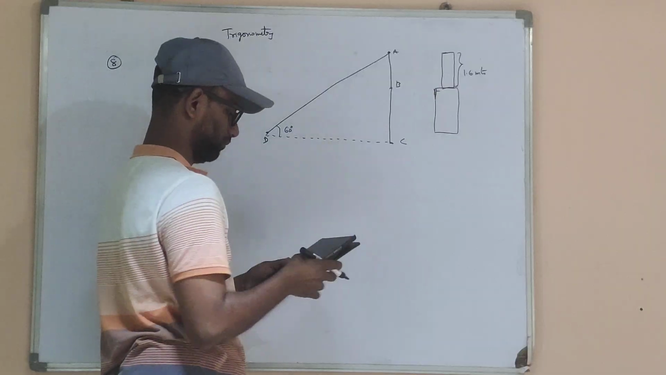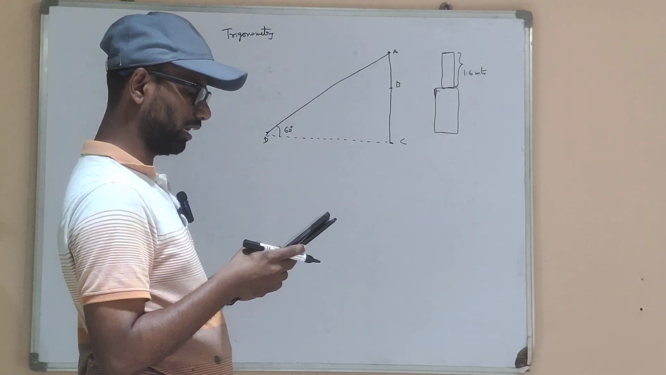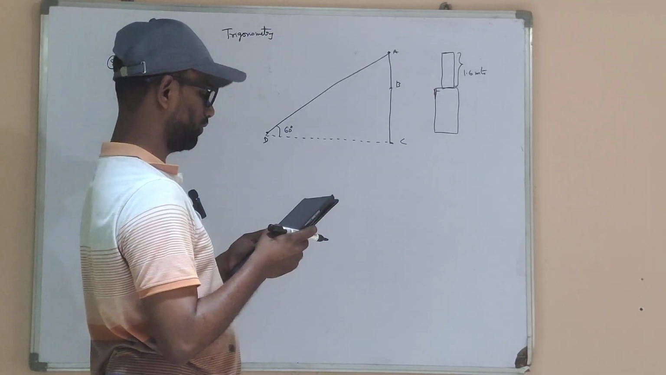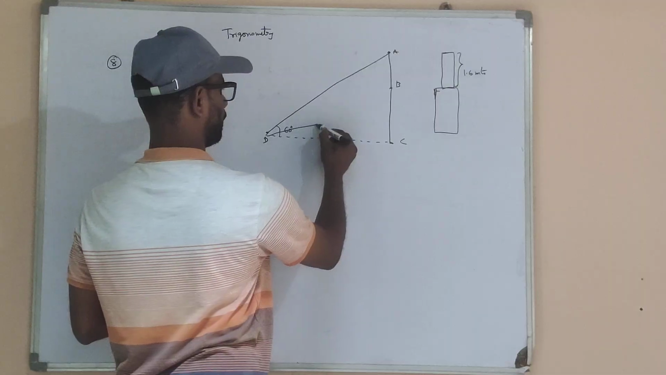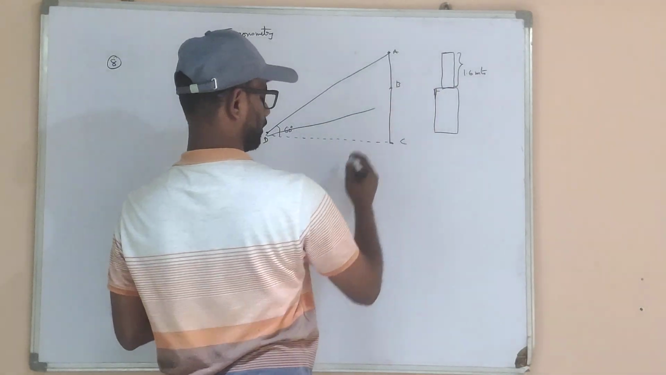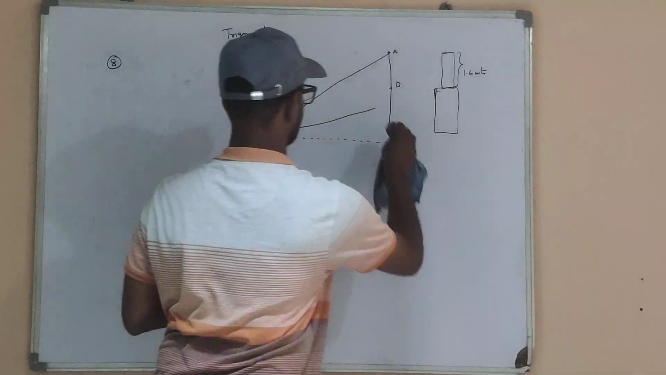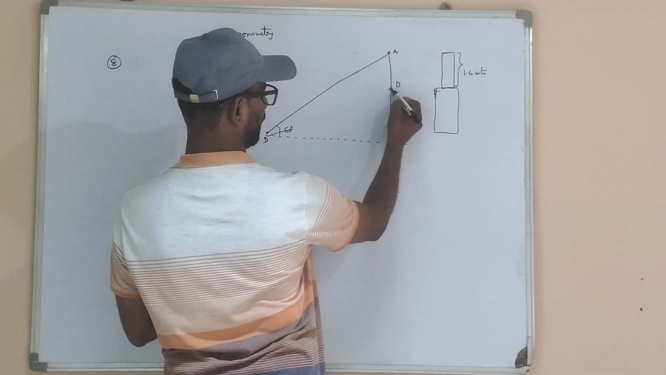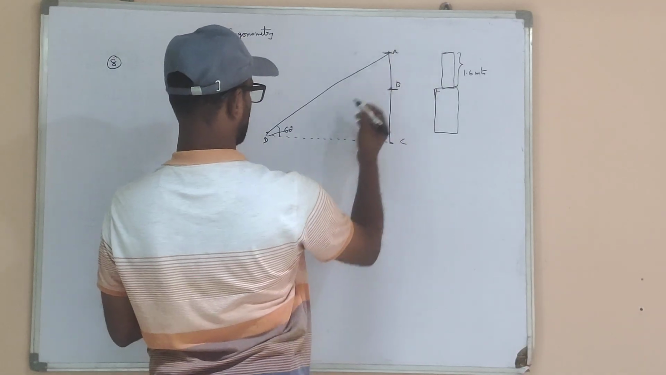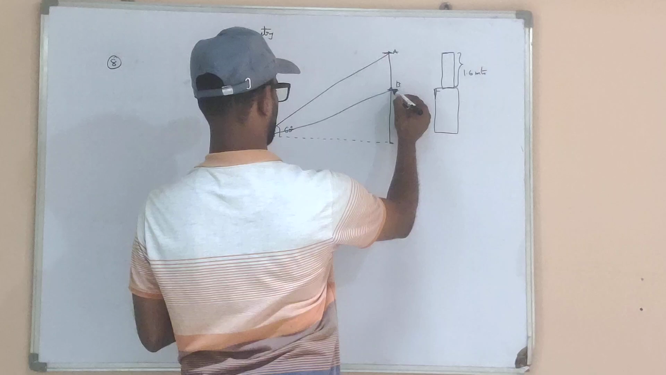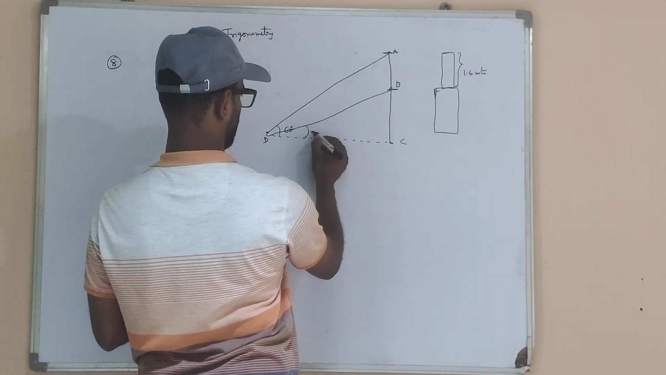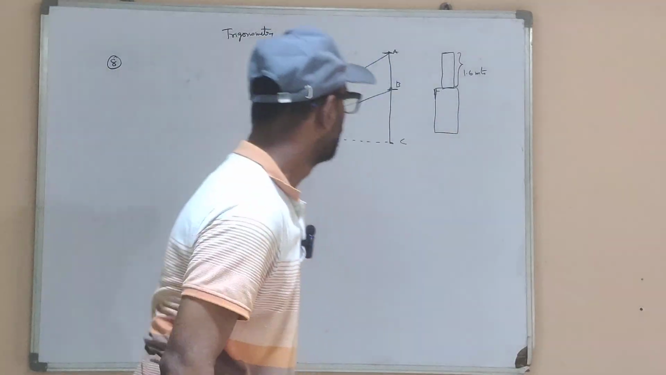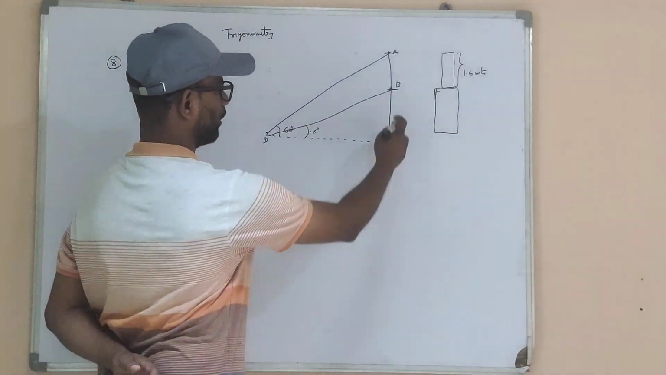And from the same point, the angle of elevation of the top of the pedestal is 45 degrees. This is the top of the pedestal, so here it is making an angle of 45 degrees. Find the height of the pedestal. So we want to find the height of the pedestal BC.